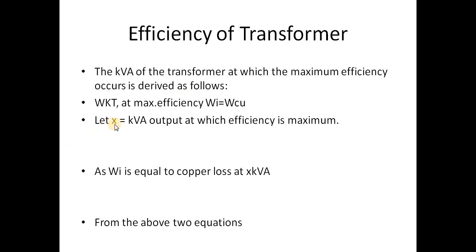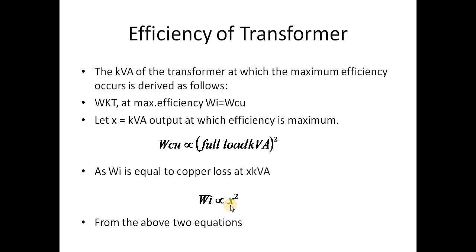So let me assume that X is the KVA output at which the efficiency is maximum. If this is the case, then the copper loss is directly proportional to the full load KVA whole square. We know that at maximum efficiency, Wi is equal to Wc. As Wi is equal to the copper loss, I can write another equation: Wi is directly proportional to X square, where X is the KVA output at which we have the maximum efficiency.